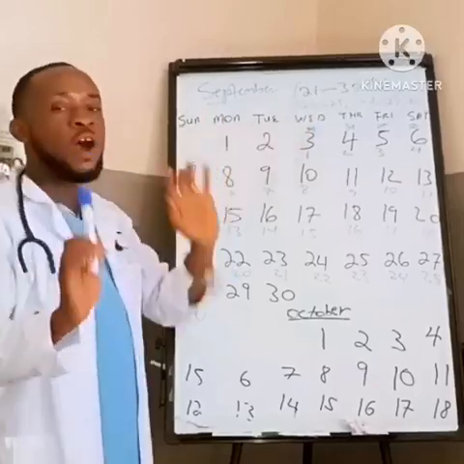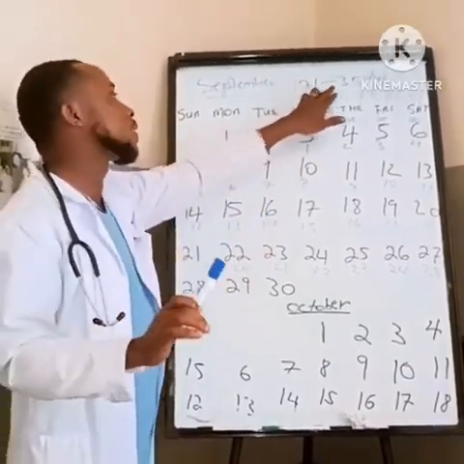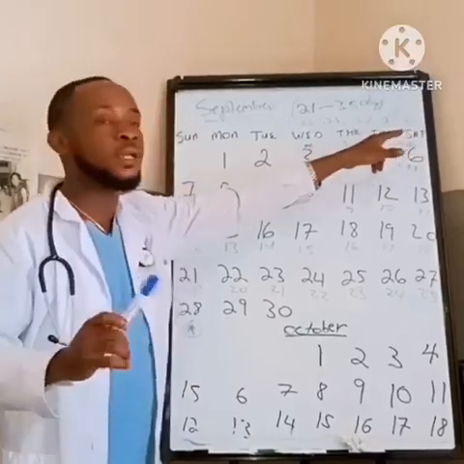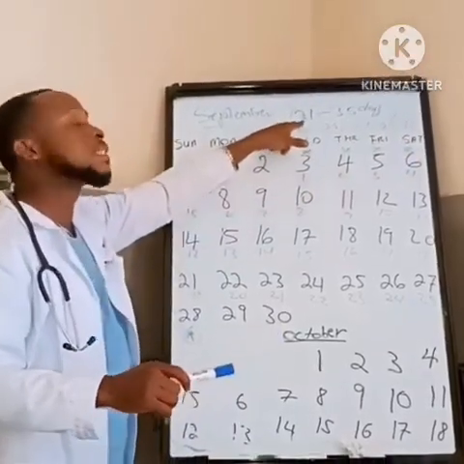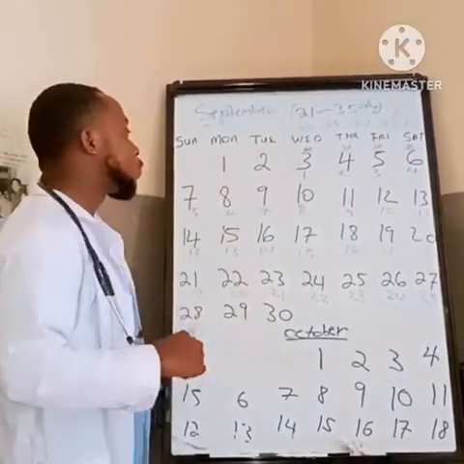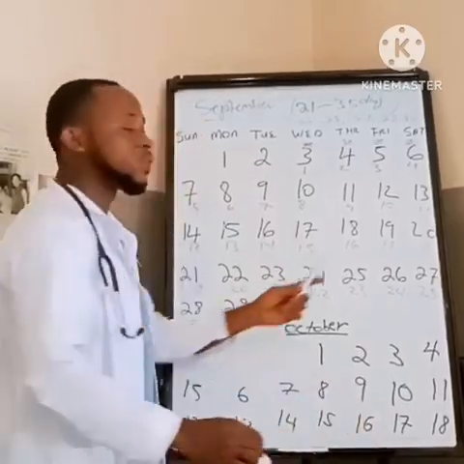So once you have the cycle length within this range, not less than 21 days, not more than 35 days, it's fine. But if you have more than 35 days cycle length or less than 21 days cycle length, that means you need to see your doctor. So let's consider this person having 25 days.